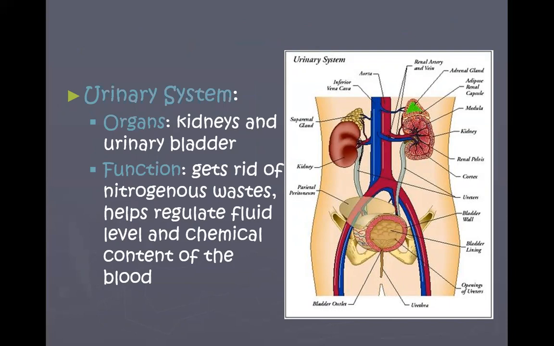And here's one that's not mentioned here. Your urethra, that's your pee hole. This helps filter and gets rid of wastes. Which is why when people take a drug test, they have to pee in a cup because your urine can pick up on what types of wastes are in your system.